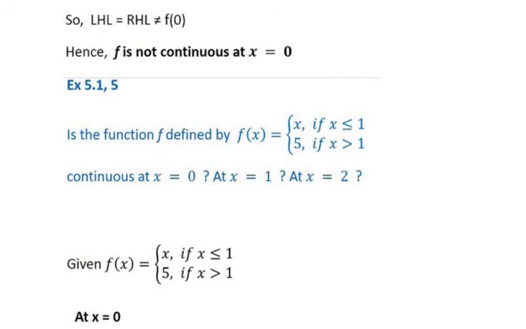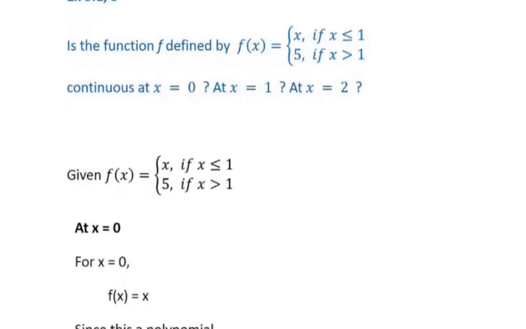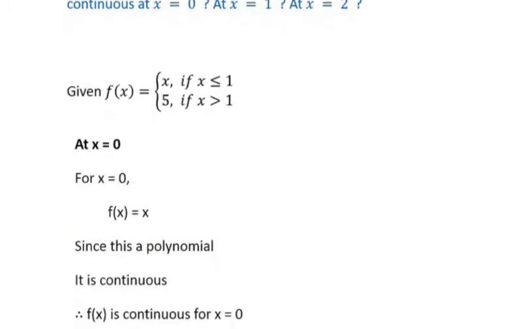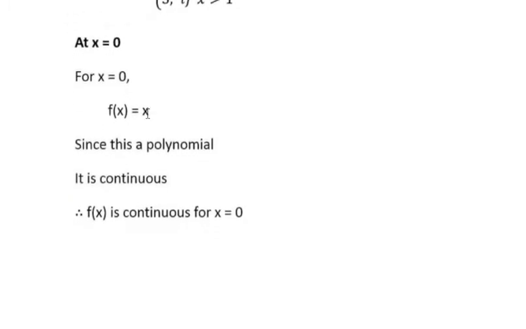Similarly here we have another question: the given function, when x is less than or equal to 1 we consider x, and if x is greater than 1 we consider 5, is continuous at x equals 0. So when we find the limit as x tends to 0, that is less than 1, right? x equals 0 falls in this category, so the answer will be 0, because we have to consider f of x equals x. Since f(x) equals x is a polynomial, it is continuous, and therefore the function is continuous.